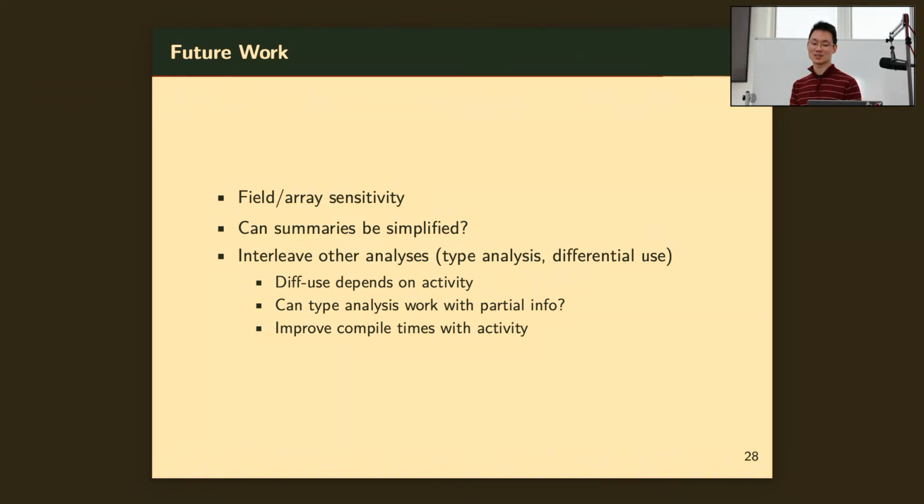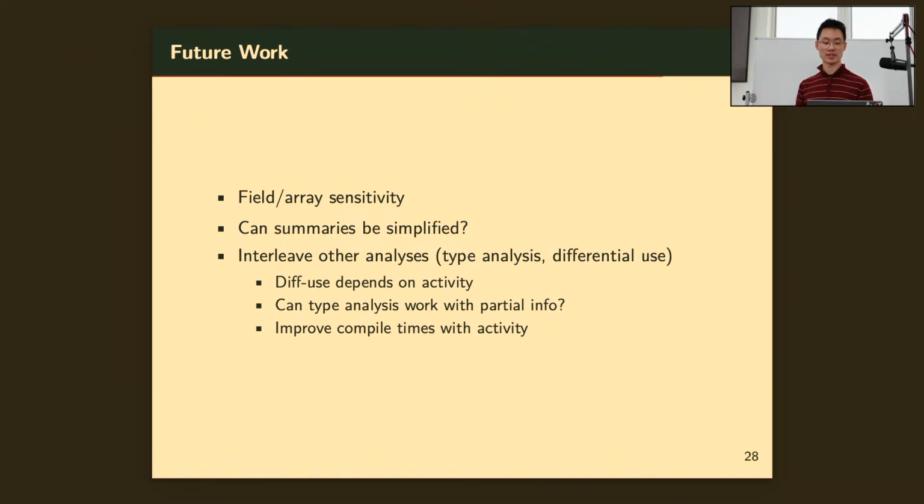Finally, I'm personally interested in how this work will impact the other analyses of Enzyme. Differential use analysis affects the memory overhead of reverse mode AD, and it depends on activity analysis in the same way that activity analysis depends on pointer analysis. Type analysis remains a significant compile time bottleneck, and it remains a question if it can be expressed using this interwoven partial information model.